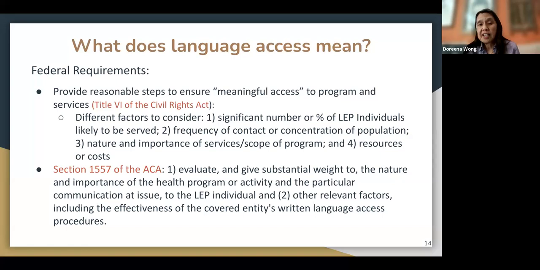So it says that you should evaluate and give substantial weight now to the nature and importance of the healthcare program or activity and the particular communication at issue for the LEP person. For instance, if it's really an urgent case or you need the services immediately. And then you can consider other factors, like those factors that I just went over, or you can also look at the effectiveness of the covered entity's written language access procedures. Next slide, please.